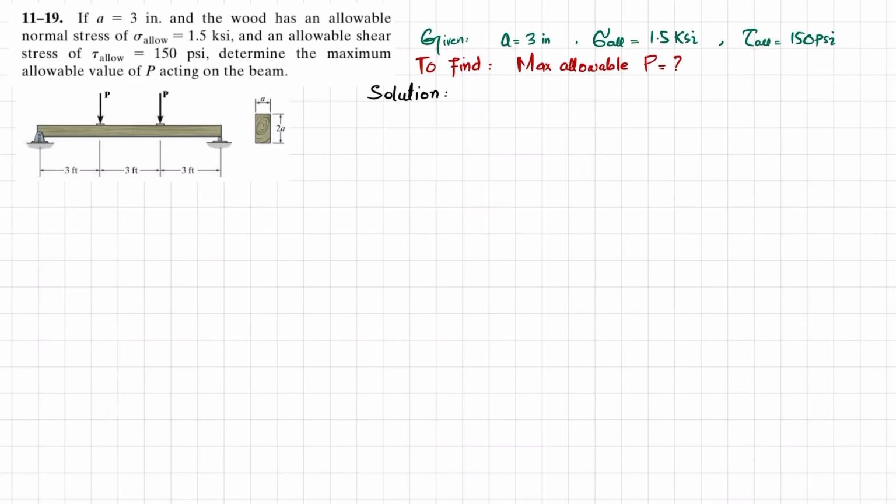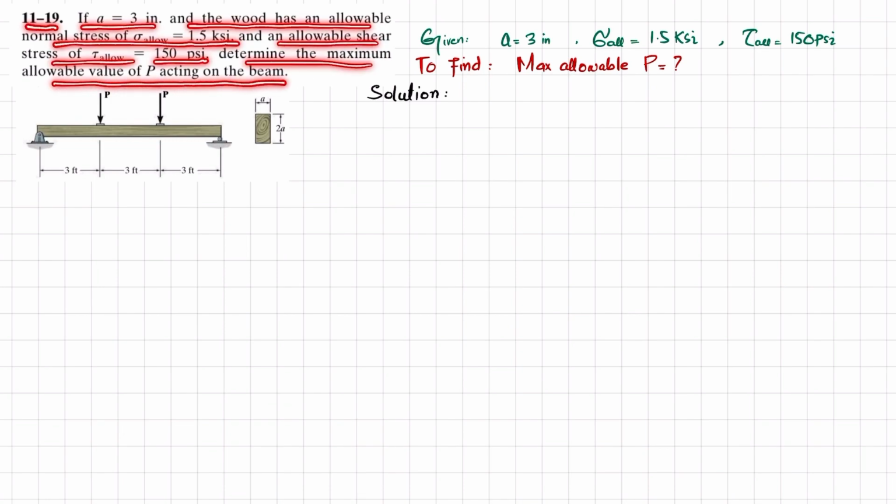Welcome back. Problem 11-19. The statement is: if A is equal to 3 inches, and the wood has an allowable normal stress of 1.5 psi and an allowable shearing stress of 150 psi, determine the maximum allowable value of P acting on the beam.